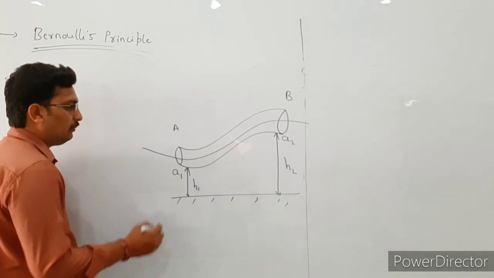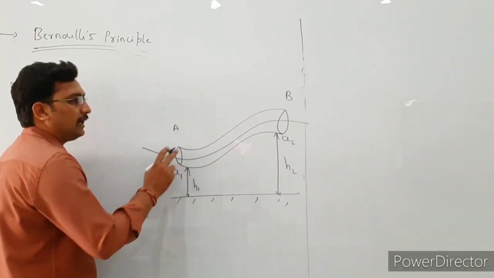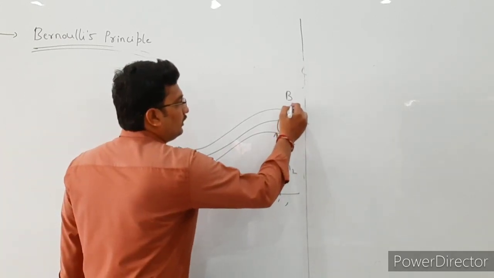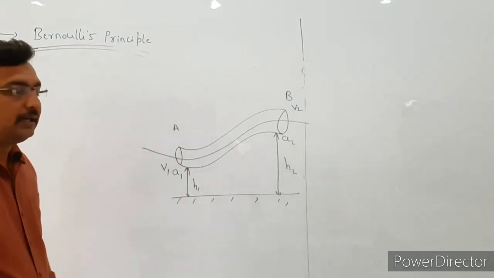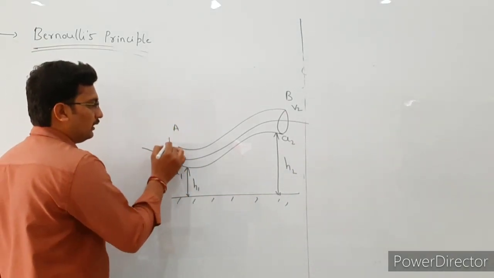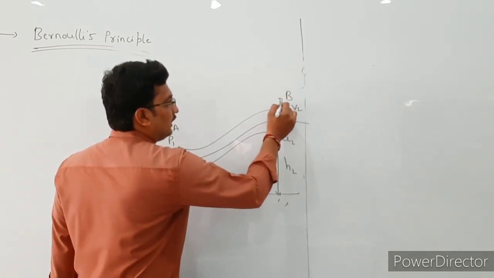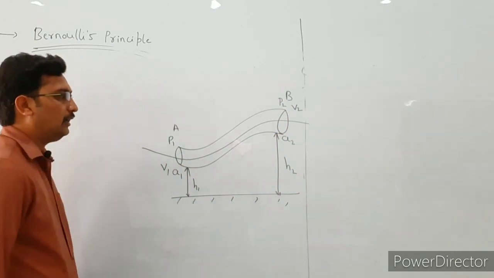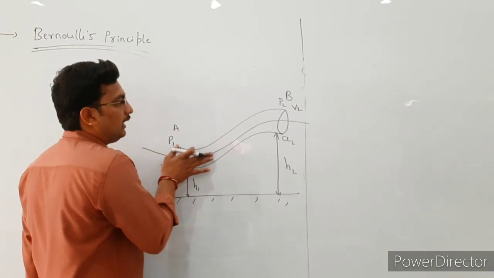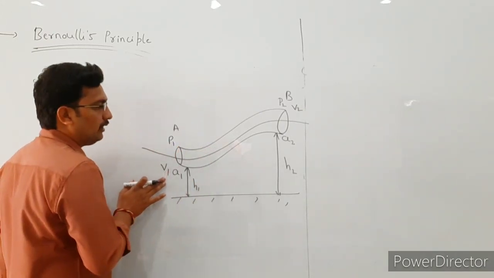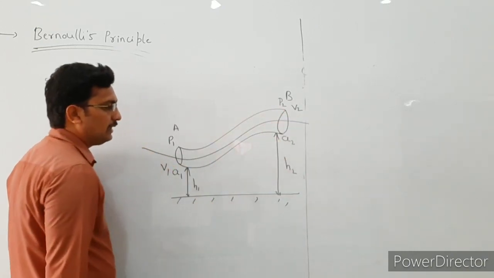So here V1 is the speed, or the velocity, of a liquid entering at point A, and V2 is the speed of the liquid exiting from point B, right? The pressure at this point is P1 and the pressure at this point is P2, right? If a liquid is flowing from point A with some velocity V1, it exits at point B with a velocity V2.